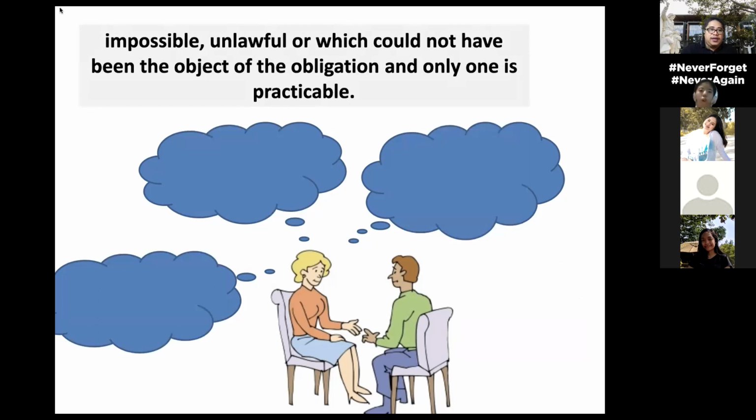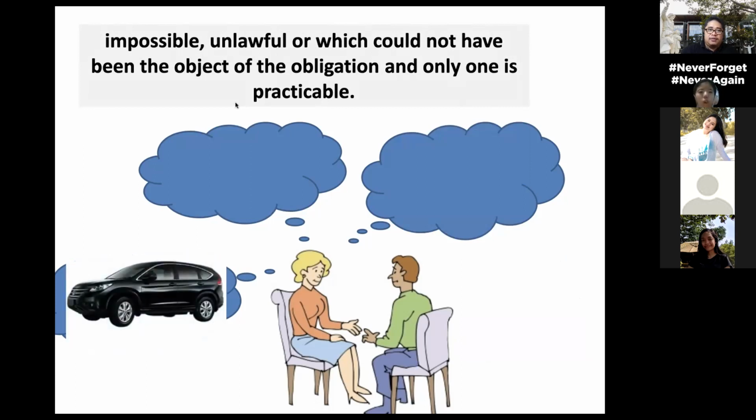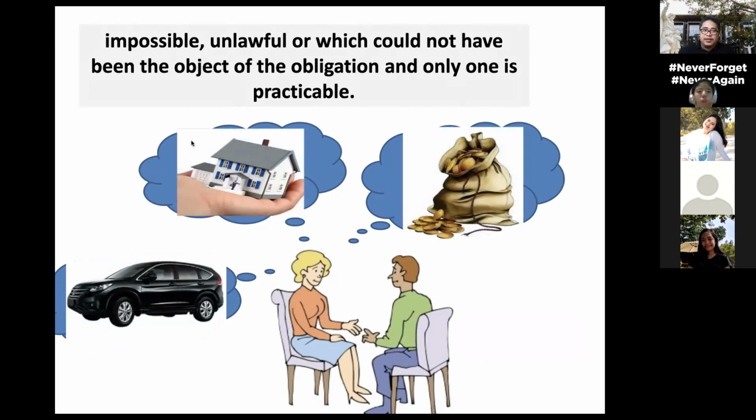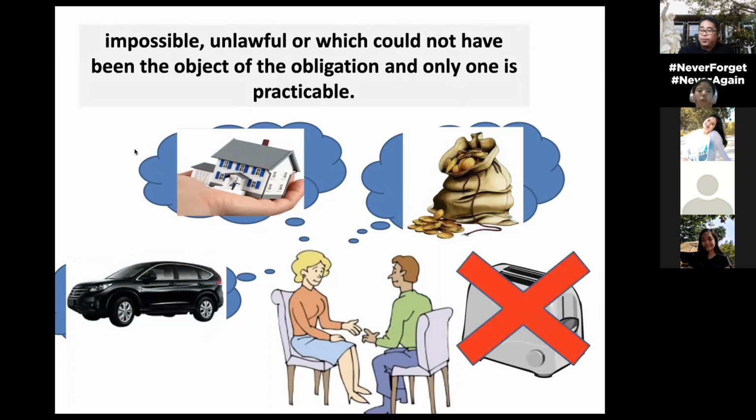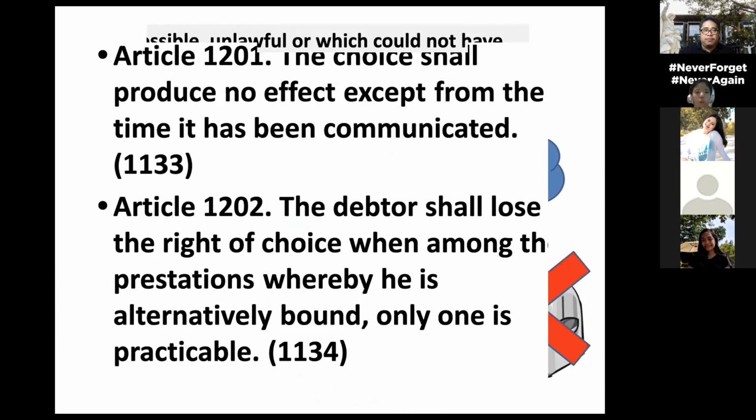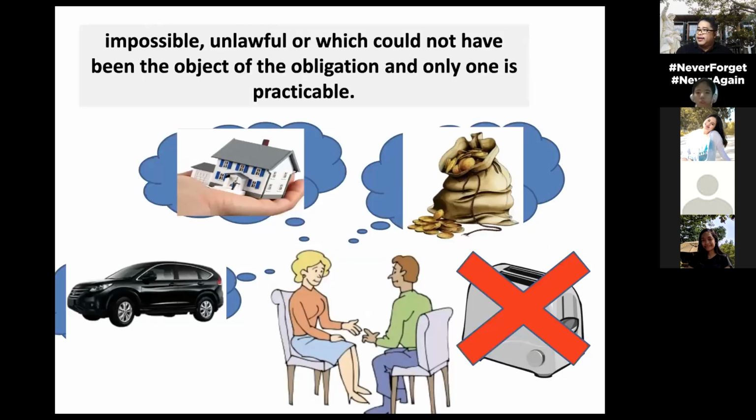Now, here we have with us an understanding that if the others are impossible, unlawful, or could not have been the object of the obligation, the only one that is practicable will become the more suited choice. Okay? Same. I hope that's clear. And the toaster is not allowed. What if the car is stolen? It is an unlawful object already. What if the house that he will give has a structure made from the sands of Mars? So that is prohibited. So it is impossible to do that.